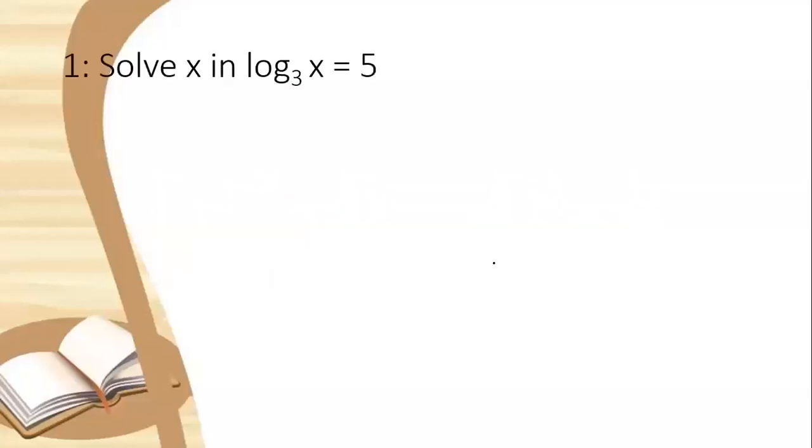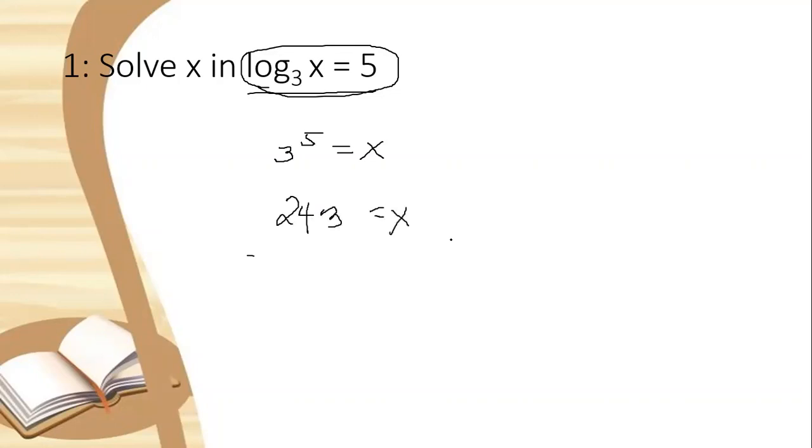Solving logarithmic functions, solve x in logarithm x to the base 3 is equal to 5. So, we just change that into exponential form. So, 3 raised to 5 is equal to x. 3 times 3 is 9, times 3 is 27, times 3 is 81, times 3 is 243. So x is equal to 243. We just changed it into exponential form.